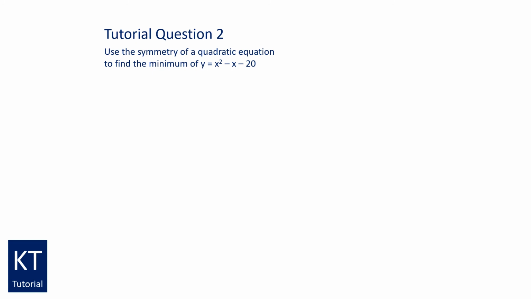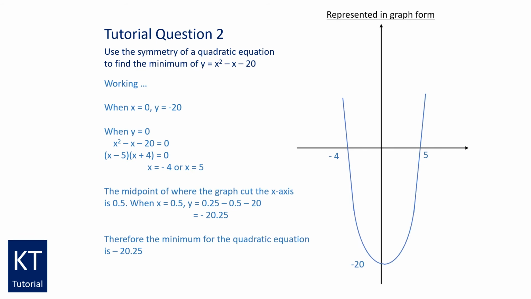Tutorial question 2. Use the symmetry of a quadratic equation to find the minimum of y equals x squared minus x minus 20. For completeness, we'll be identifying where it cuts the y-axis when x equals 0, and this comes to minus 20, although this first portion is not truly necessary for the purpose of this question.